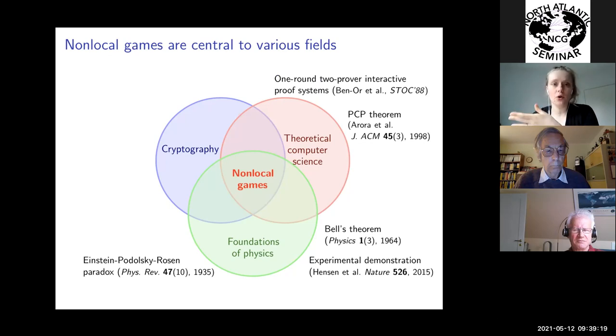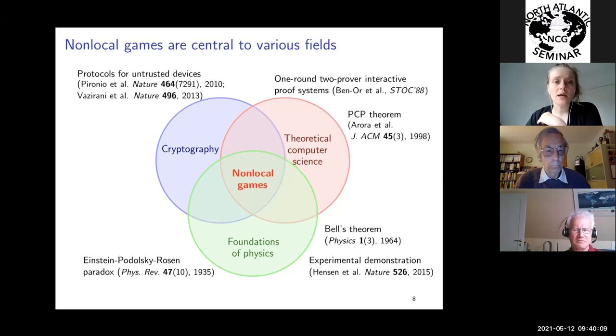In foundations of physics, the origin of non-local games can be traced back to the Einstein-Podolsky-Rosen paradox, or maybe you know it by the name of spooky action at a distance, right? And as a response to this, John Bell proposed an experimental setup, which was essentially a non-local game, that could be used to test whether this spooky action at a distance indeed takes place in the real world or not. Nowadays we have very many experimental demonstrations that indeed this phenomenon is real. I'm just citing one of the most recent experiments that closed certain technological loopholes that have been a challenge before. And finally, these games also appear in cryptography, and in particular, they are behind these device-independent protocols that I mentioned before.